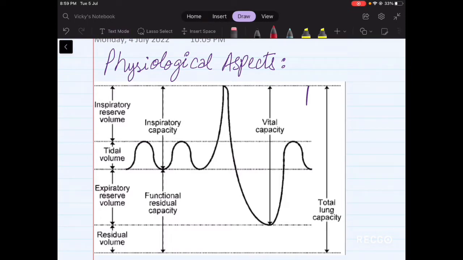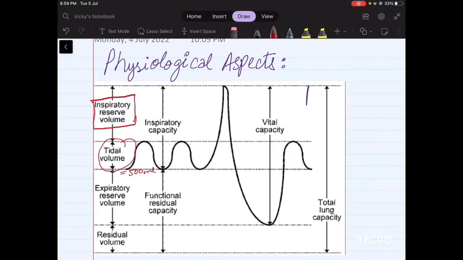First we have the tidal volume. Tidal volume is the normal amount of air which we inspire or expire during normal respiration. That amounts to around 500 ml. Then there is inspiratory reserve volume. Inspiratory reserve volume is the extra amount of air which we inspire when we are forcefully inspiring after a normal expiration.